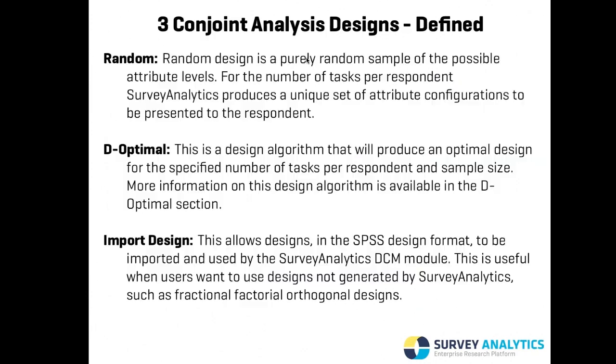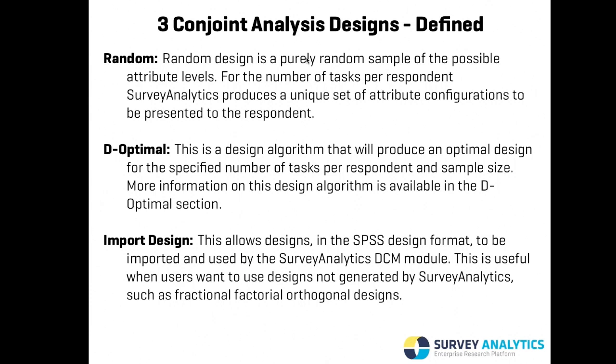We have 3 different sorts. We have random. Now, designs refer to the way that the various levels of the various attributes are combined and presented to the respondent to make a choice. The best way generally is to use random. You randomly select different attributes, different levels of attributes to produce your product configurations, and then the respondent picks one of them as their choice.